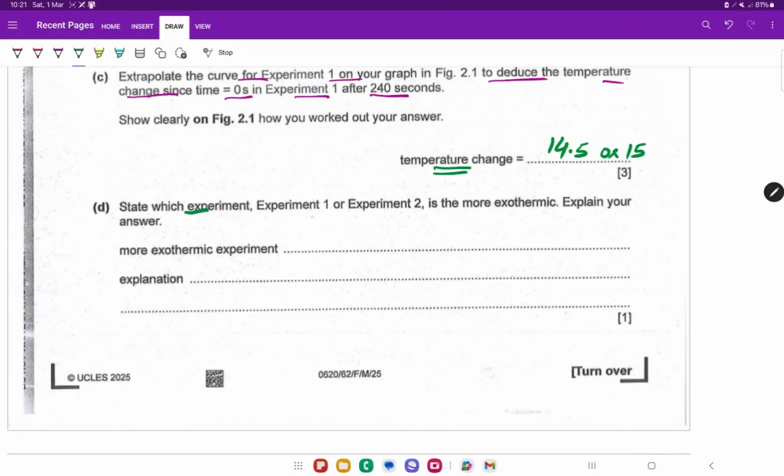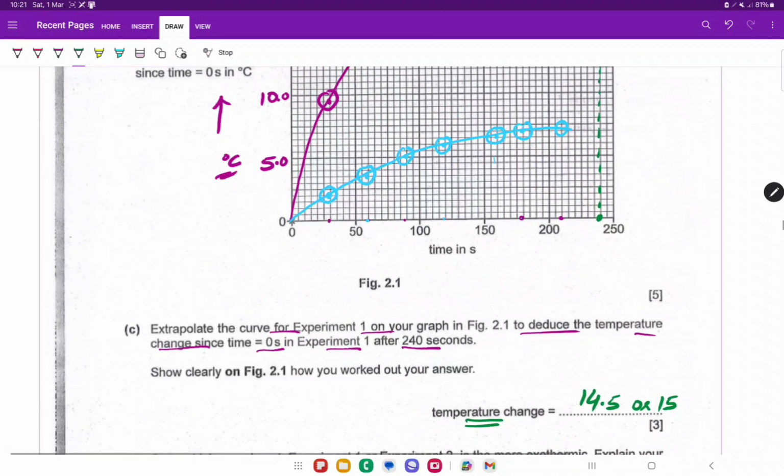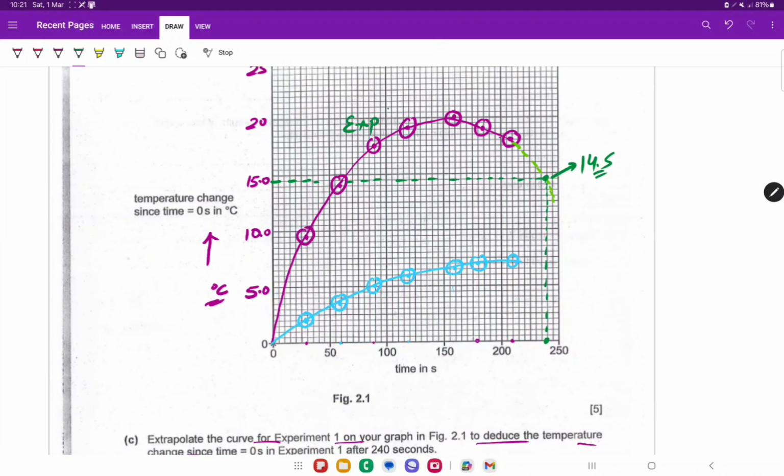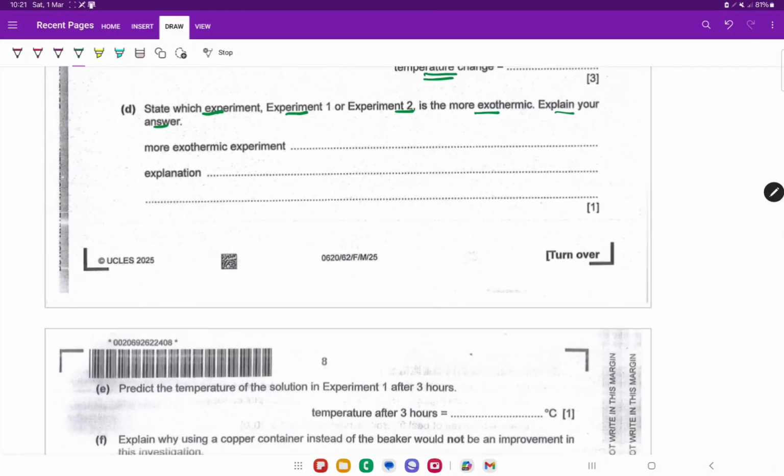State which experiment, 1 or 2, is the most exothermic. Explain your answer. Now if you see this graph, the rise in temperature is more in experiment number 1. This is experiment 1 and this is experiment 2. The change in temperature is more on experiment 1. The answer for this is experiment 1.